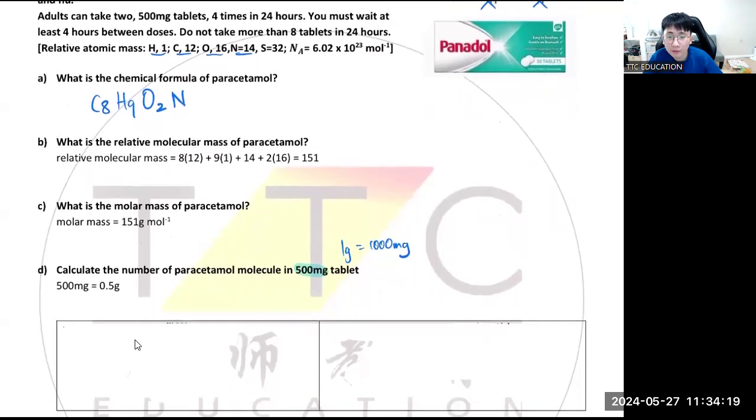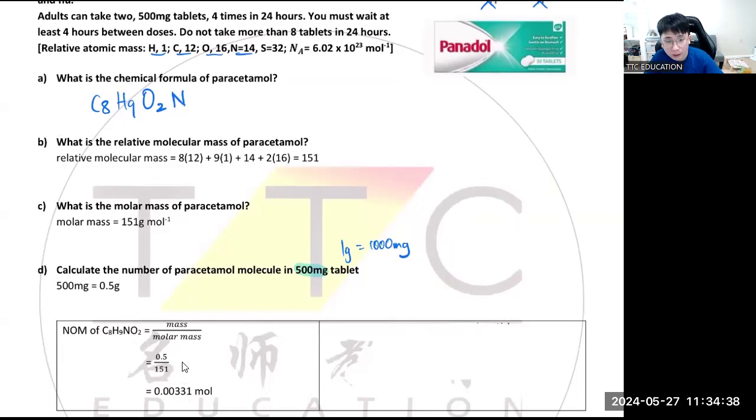Okay, and then going down, how do I start my calculation? Since they gave us mass, we start with mass over molar mass. So you can say number of mole equals mass over molar mass, which is the mass 0.5, and the molar mass calculated in your part B, so you say 151. You divide, and you get this number as your number of mole.